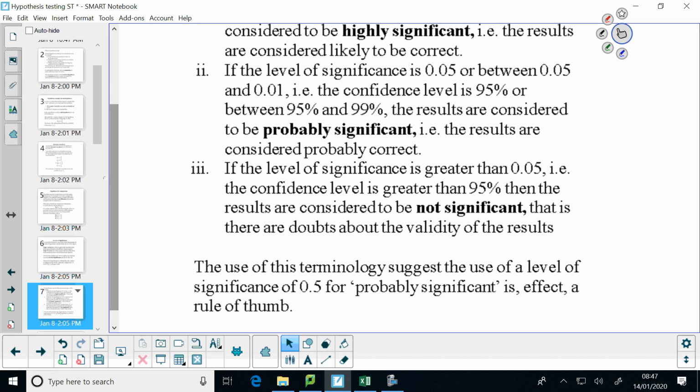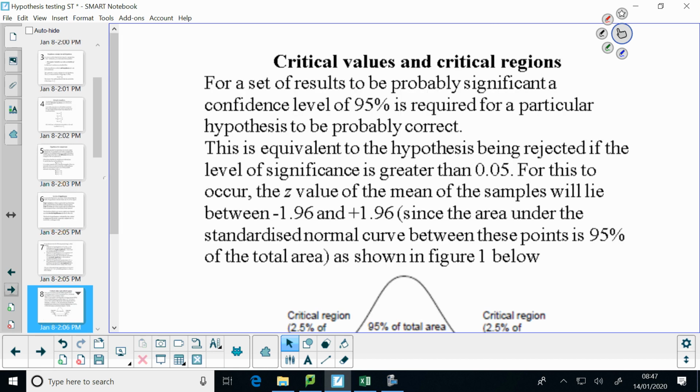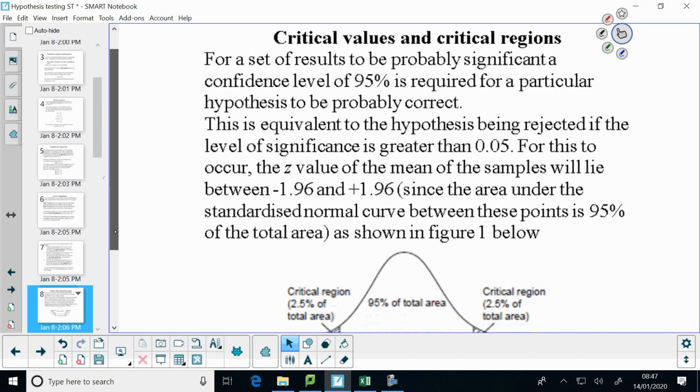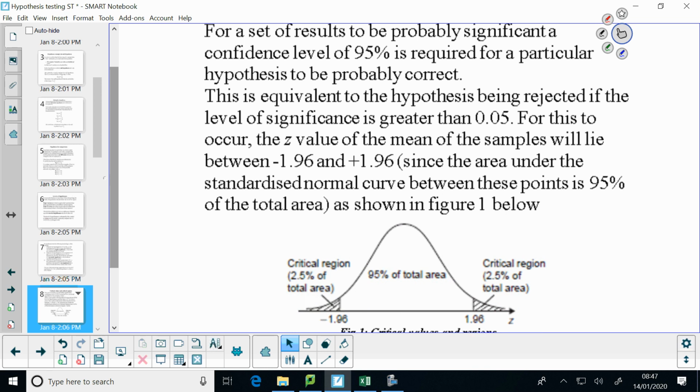So what does all this mean? Critical values and critical regions. For a set of results to be probably significant, the confidence level of 95% is required for a particular hypothesis to be probably correct. This is equivalent to the hypothesis being rejected if the level of significance is greater than 0.05. For this to occur, the Z value of the mean of the examples, we've done Z values last week, will lie between minus 1.96 and plus 1.96. You'll see where that comes from shortly. It's at the bottom of the page.